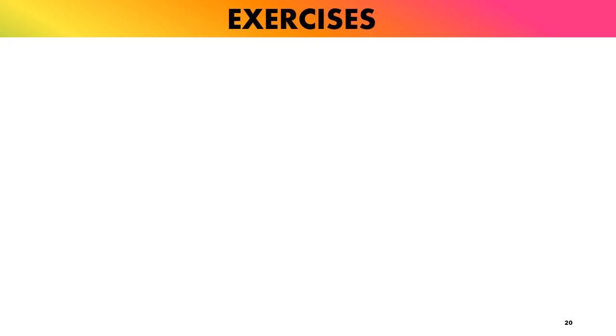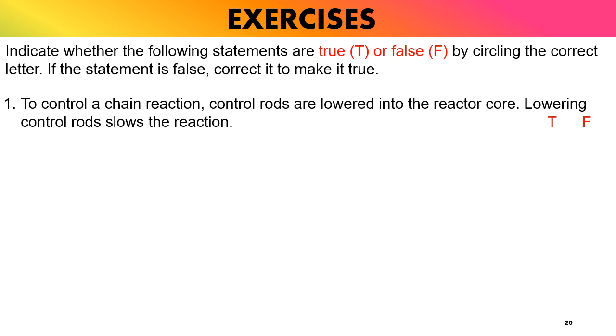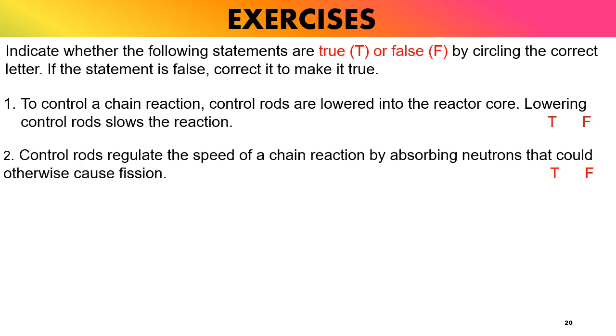Okay, some exercises for you to try later on. You have to indicate whether the following statements are true or false by circling the correct letter. If the statement is false, correct it to make it true. So number 1, to control a chain reaction, control rods are lowered into the reactor core. Lowering control rods slows the reaction. True or false? Number 2, control rods regulate the speed of a chain reaction by absorbing neutrons that could otherwise cause fission. True or false?